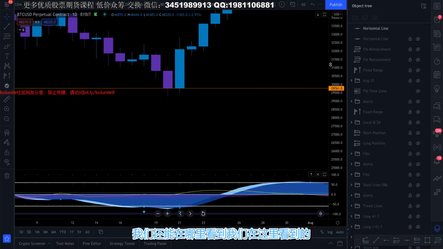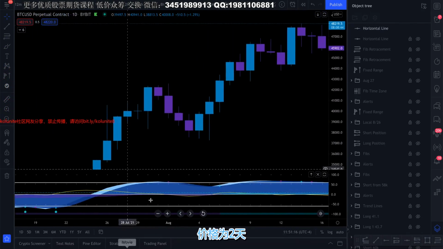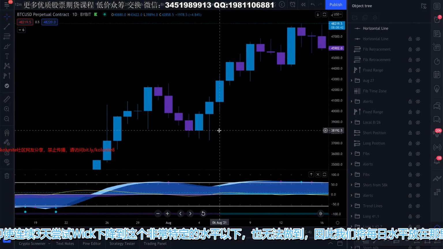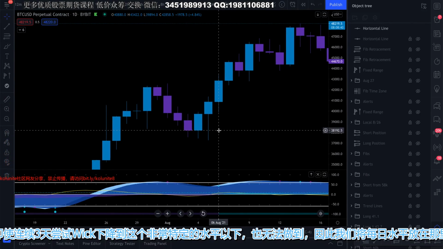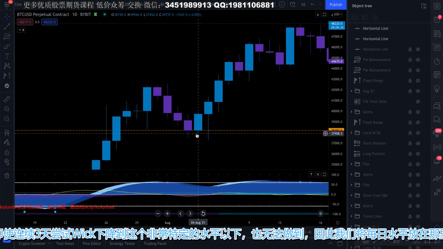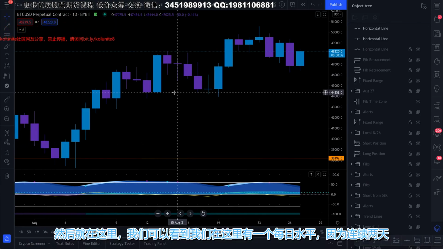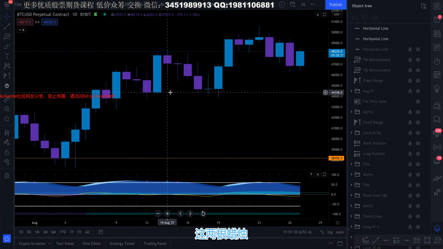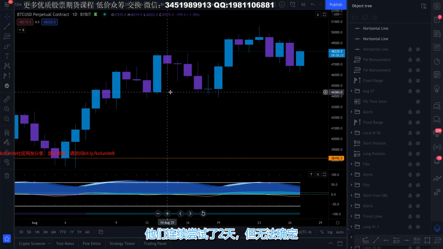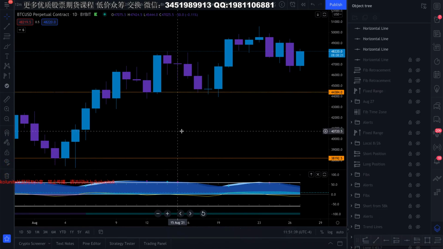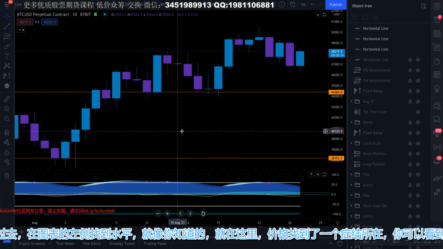Where else do we see that? We see that up here, where price for 2 days in a row, even 3 days in a row, tries to wick down below this very specific level and is unable to, so we put a daily level there. Then right here we can see we have a daily level, because for 2 days in a row these two candles were unable to get below that level. They try for 2 days in a row and are unable to. Okay, this is what is going to give us a new daily level.